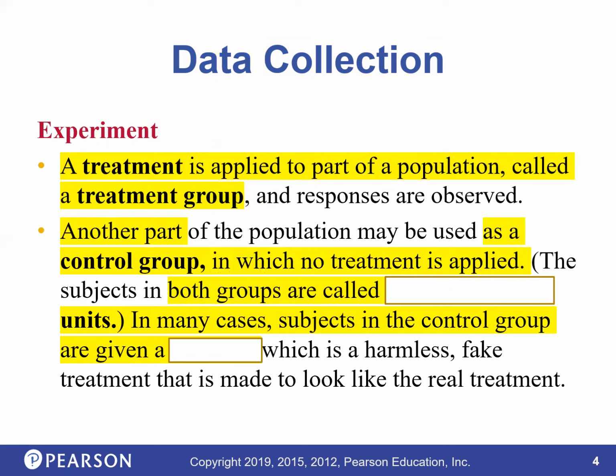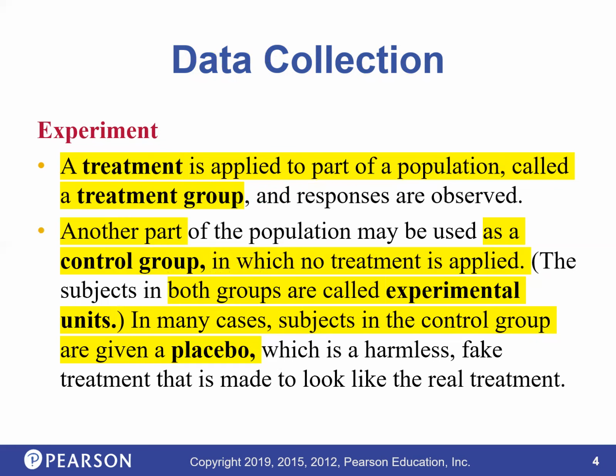Then you have another part of the population we call the control group, in which no treatment is applied. So there's your two groups. The subjects in both groups are actually called experimental units. Experimenting on them. And in many, many cases, subjects in the control group are given a placebo. Something fake, something that's not.